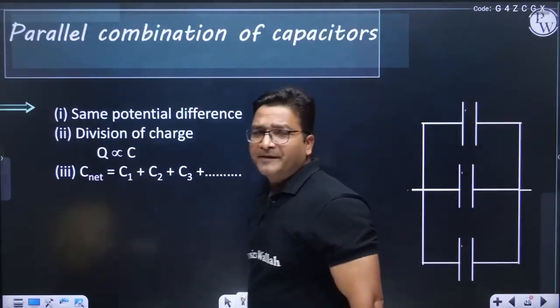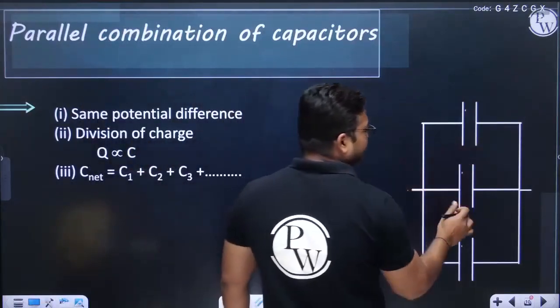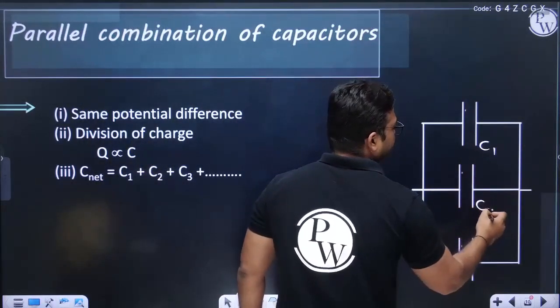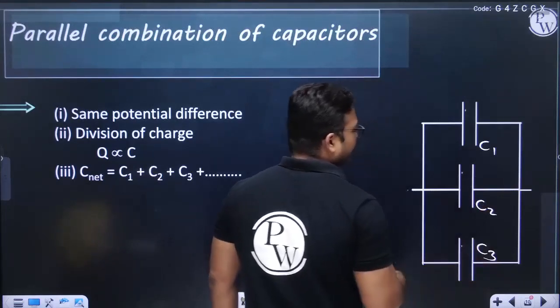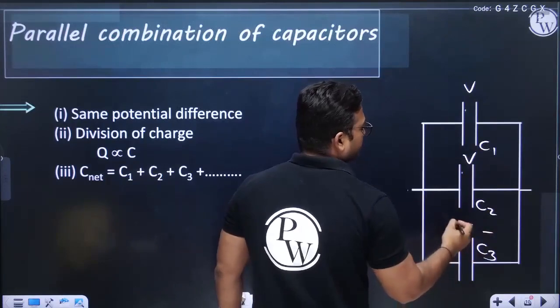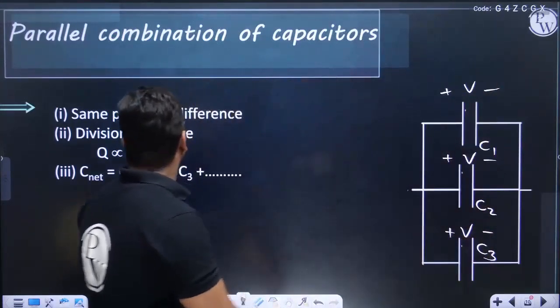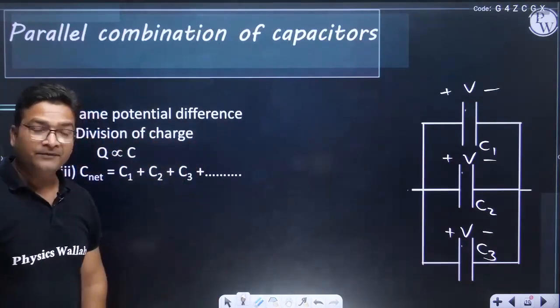Parallel combination of capacitors. That is simple actually. You know, if three capacitors C1, C2 and C3 are in parallel, they all have the same potential difference. So potential difference is the same.